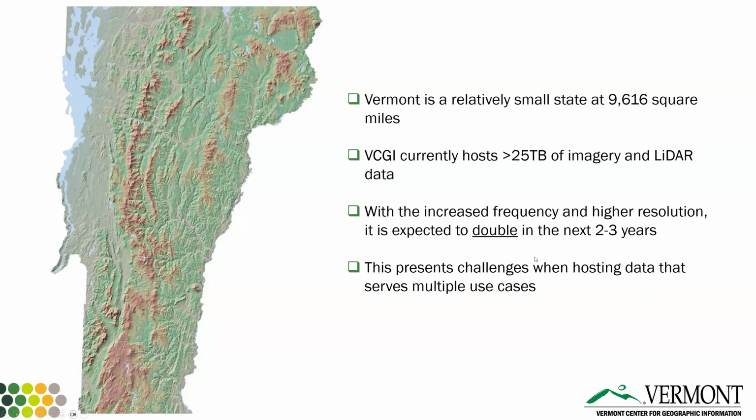Vermont is a relatively small state, less than 10,000 square miles. But nonetheless, we host about 25 to 30 terabytes of imagery and data. And with the increased frequency and resolution that we just mentioned, this is expected to double in the next 2 to 3 years. So that presents challenges, all wrapped around this expectation that we're trying to meet multiple use cases when we're serving this information.